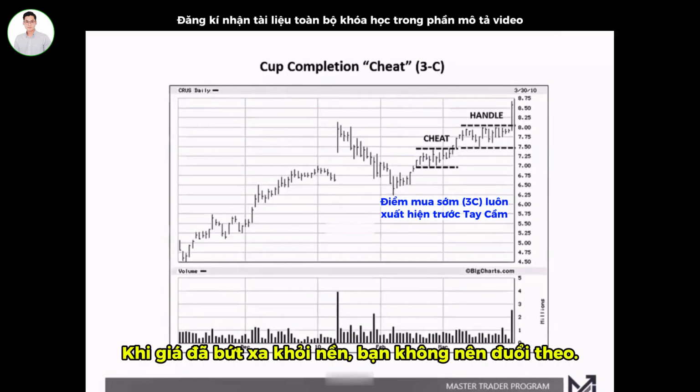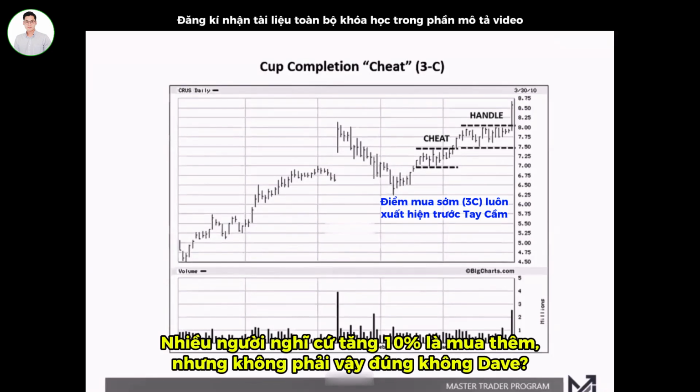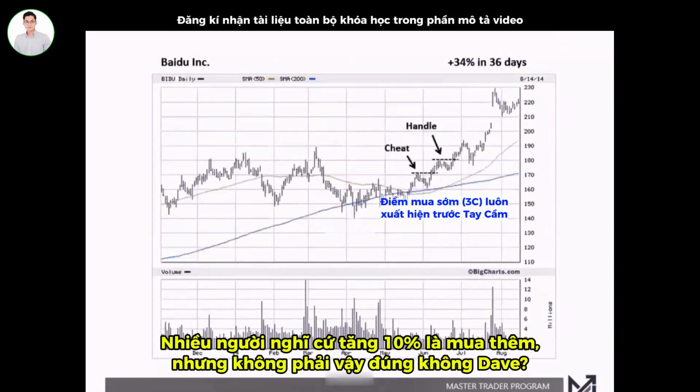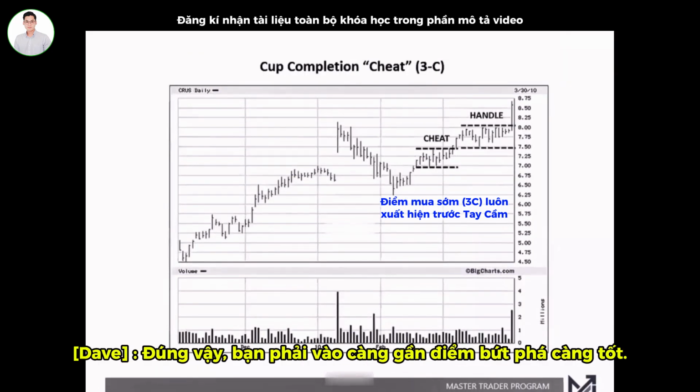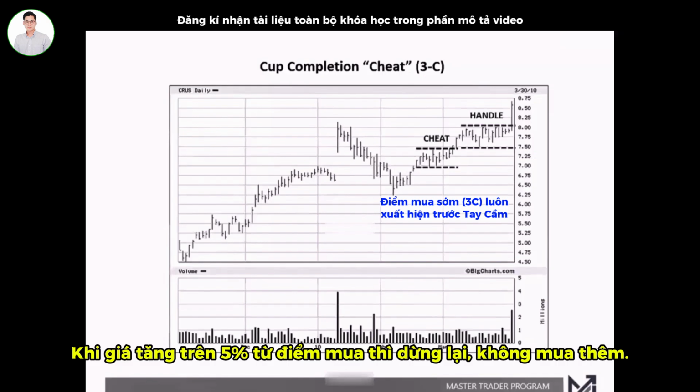Once the stock breaks out, Dave, once the stock breaks out of a base, you're not chasing it up. You're not buying it once it's going. Some people think pyramiding means that if the stock goes up 10%, you buy more because it's going up. That's not what that means, right, Dave? Yeah, no, you want to time it as closely as possible to right when the stock is moving out. I would say it used to be 10%, but once it gets 5% from that buy point, you have to stop buying.